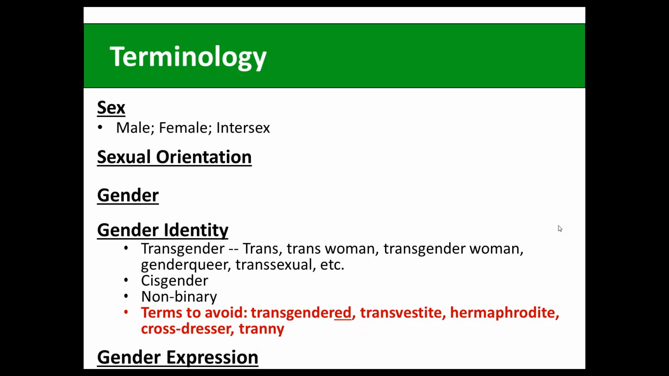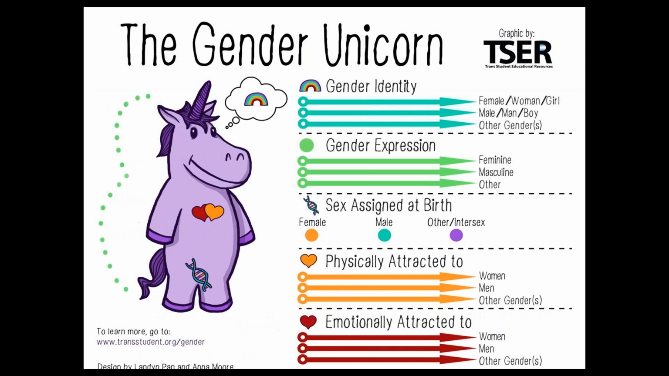And then gender expression or gender presentation refers to the physical manifestation of someone's gender identity, so that might be through clothing, hairstyle, etc. So the gender unicorn, this graphic is from Trans Student Educational Resources. It goes over the concepts on the previous slide. So sexual orientation would encompass both being physically attracted to and emotionally attracted to, and then gender expression as we discussed above.